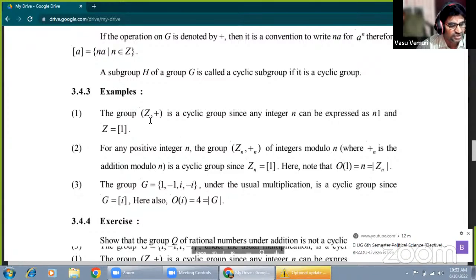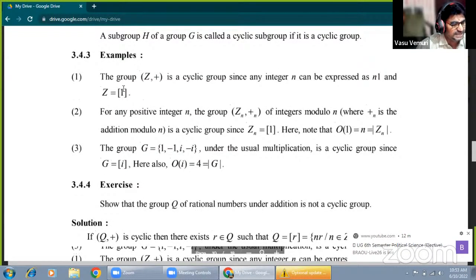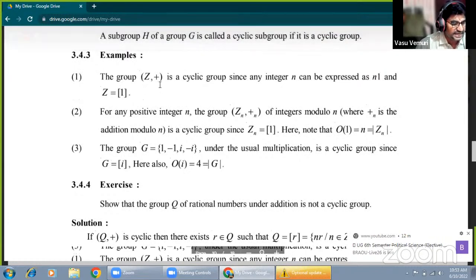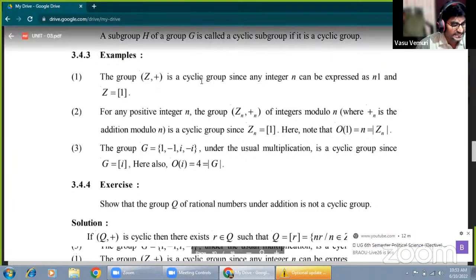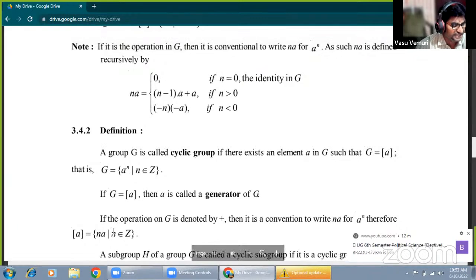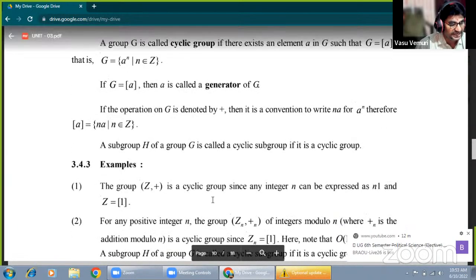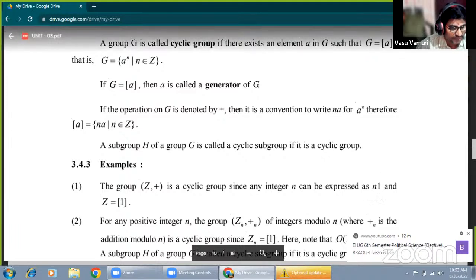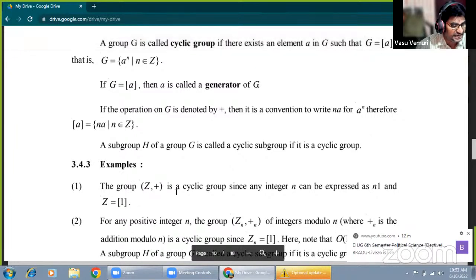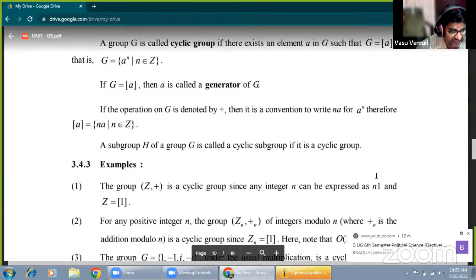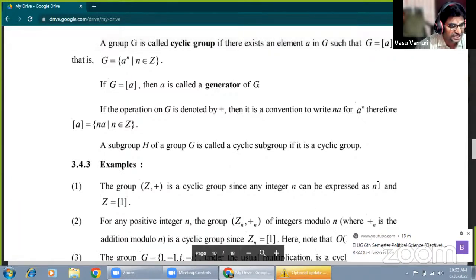There is no problem. Just see the example: Z under addition, one of the groups, is a cyclic group. Here in addition, the group generated by a, the set of a power n, can also be written in additive notation as n a, here n being an integer. It can be expressed as n into 1. So 1 is one of the elements given in this group, and Z under addition is a cyclic group generated by 1.